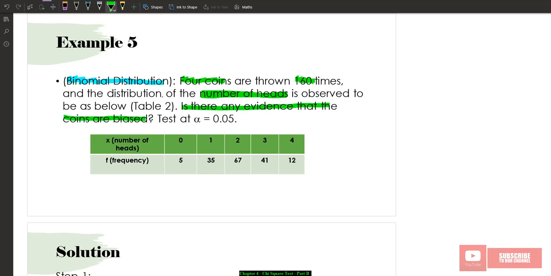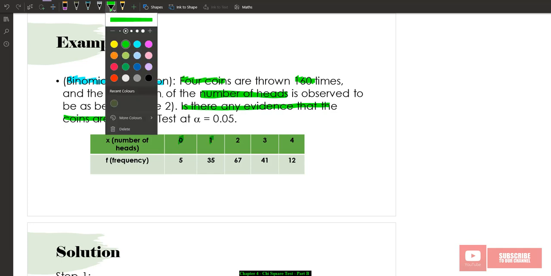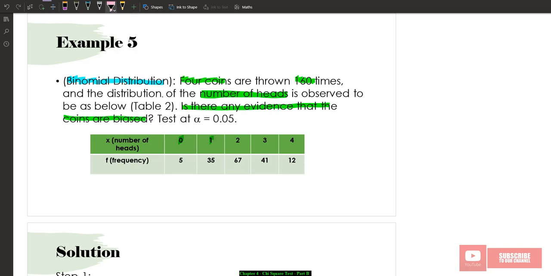So we have the number of heads 0, 1, 2, 3 and 4. So we have 5 possible outcomes, right? The frequency of number of heads equal to 0 is 5. Number of heads equal to 1, 30, then 35, 67, 41 and 12. This is the frequency of the number of heads.